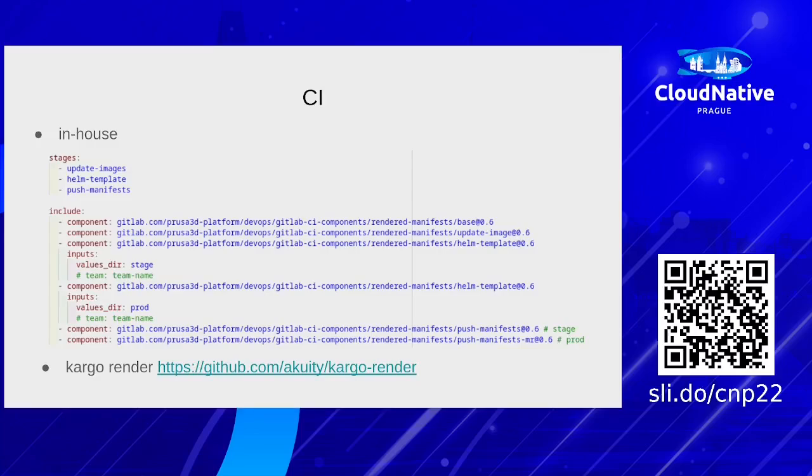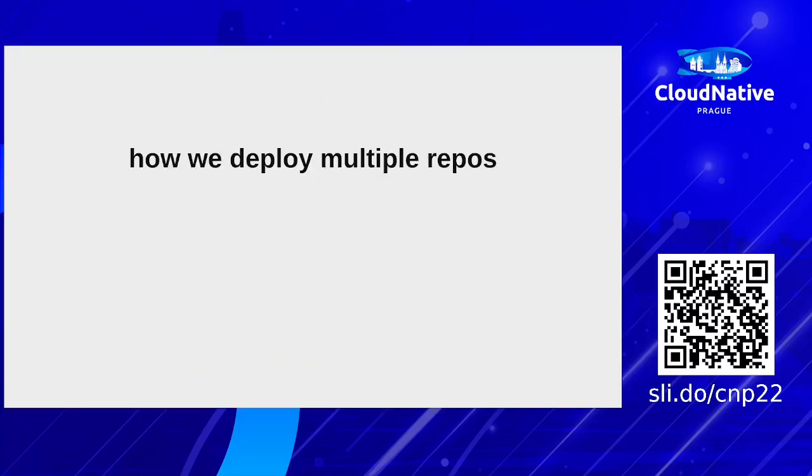It's basically a few rather simple GitLab CI components that will update the image, render the manifests, and push them to the desired branches. You can use this. You can do some in-house solution like us, or you can take a look at Cargo Render, which is a sub-project of Cargo, and it does basically the same thing. As I said, we have a manifest repository with environment branches and rendered manifests in those branches for each application.